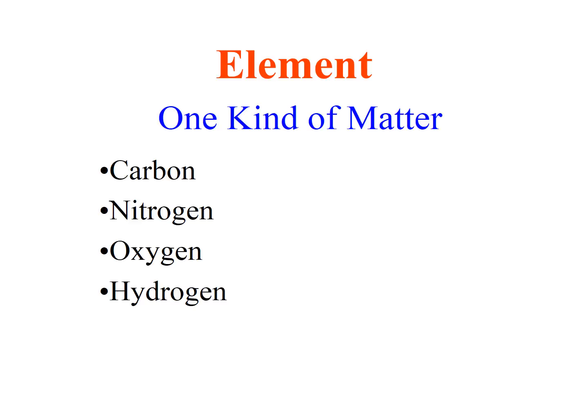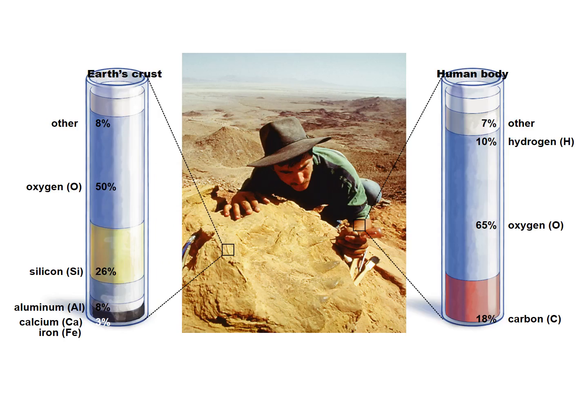An element is one kind of matter. Carbon is an element found in all living things. Nitrogen is also a common element in living organisms. Oxygen is another common element of all living things. Hydrogen is also found in large quantities in living organisms. These are the four main elements that make up the bodies of living organisms. There are many more elements that occur in smaller amounts. Our bodies are made up of the elements of the earth, although not in the same proportions.